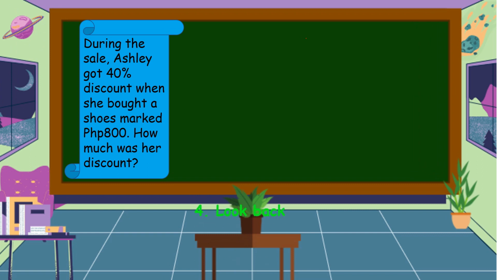The last step is we're going to look back or check. Gagamitin natin yung ating isa sa formulas. Base is equal to percentage divided by rate. Kung ating sagot dito ay 800 pesos, then our answer, which is 320, is correct. So, let's divide.